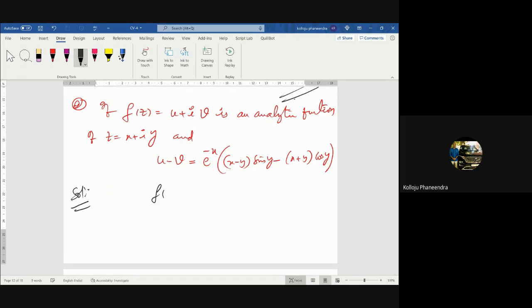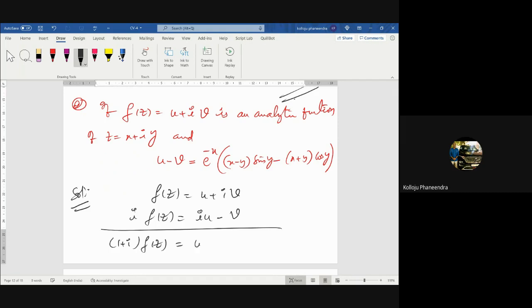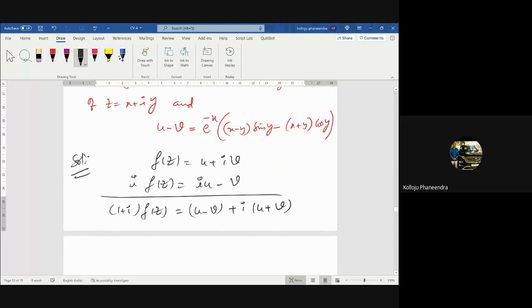What is the first one? f of z equal to u plus iv. I will multiply it by i. Then this is iu minus v. Now adding these two, what I'm getting is (1 plus i) into f of z equal to u minus v, the real part, plus i into (u plus v), the imaginary part. Now which part do I know?